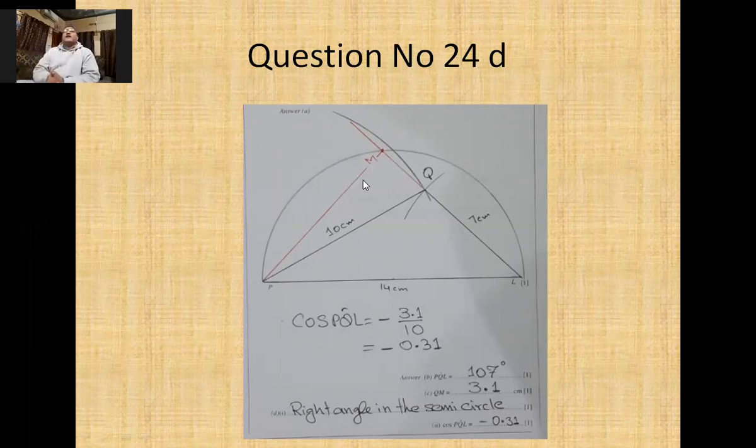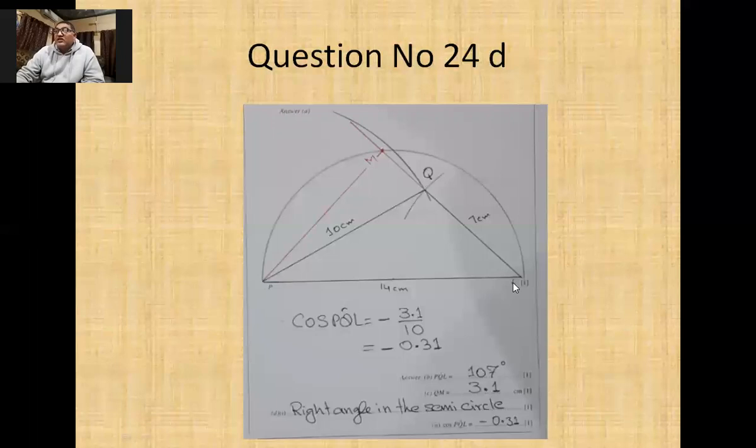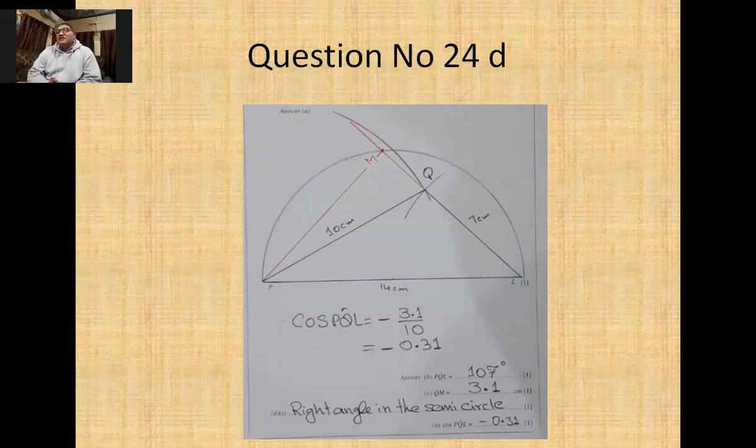Why? You remember we have studied the circle properties. If you bring the corners of the diameter to the circumference, the angle formed will be 90 degrees. We call it right angle in the semicircle. So the reason is coming from the circle properties, and the reason is right angle in the semicircle. So you write here right angle in the semicircle.